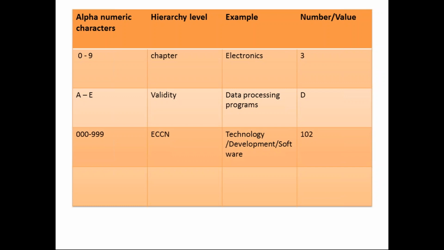And the second letter is represented with the alphabets from A to E, called the validity hierarchy level. If you say D, it is called data processing. And the last 3 characters can vary from 000 to 999, which is called the ECCN number. So if you see 102, it is a technology or software material. If you assign 3D102, you are saying that this material belongs to software material.